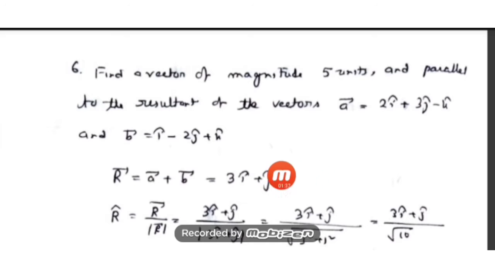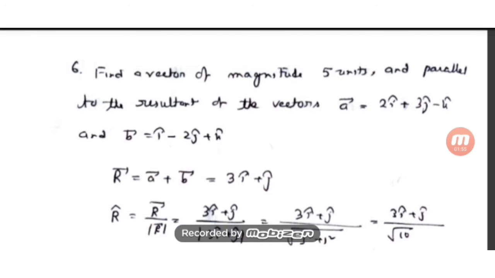So 0 I have not written. That means we have got r bar is equal to this much. That means resultant of this and this is equal to 3 i cap plus j cap. Now your aim is to get a vector parallel to the resultant of the vector. You have to get a unit vector. After getting unit vector, we are going to multiply it by 5 and which gives you 5 unit vector.